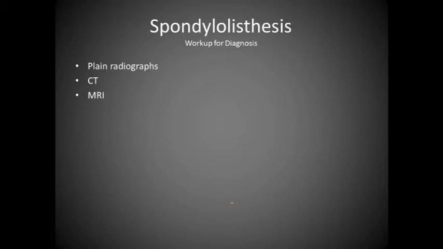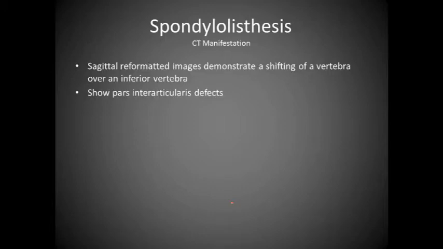Plain film radiographs typically will do a fair job of demonstrating the spondylolisthesis. However, CT and MRI will yield a better result in looking at the spinal cord, with MRI being the true go-to area for this so that you can see any damage to the spinal cord.